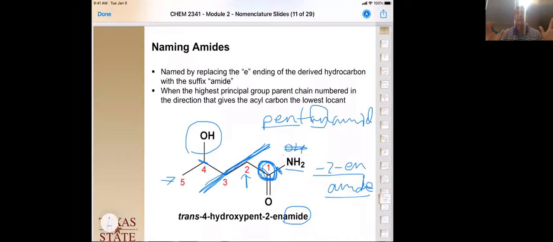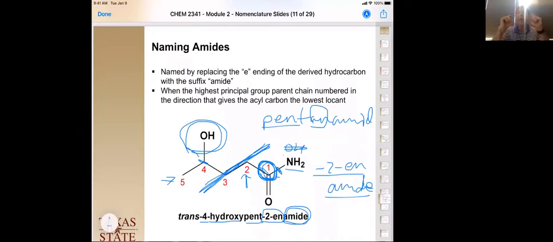So let's put the whole thing together. We have trans-4-hydroxy for the hydroxy located on 4, pent for the 5 carbons in the parent chain, 2-ene for the double bond, amide for the functional group. See how we follow the same rules every single time, and we can locate everything exactly where it goes.